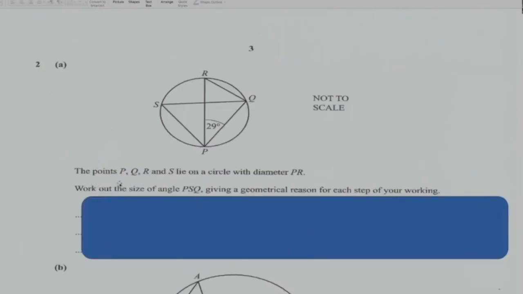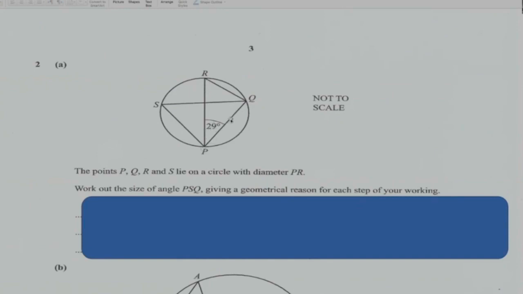A circle is given. The points P, Q, R, and S lie on a circle with diameter PR. Work out the size of angle PSQ. This one we have to find. Give a geometrical reason for each step of your working. If this is a diameter, the angle in this semicircle is 90 degrees. So this one is 90, and this one is 29.